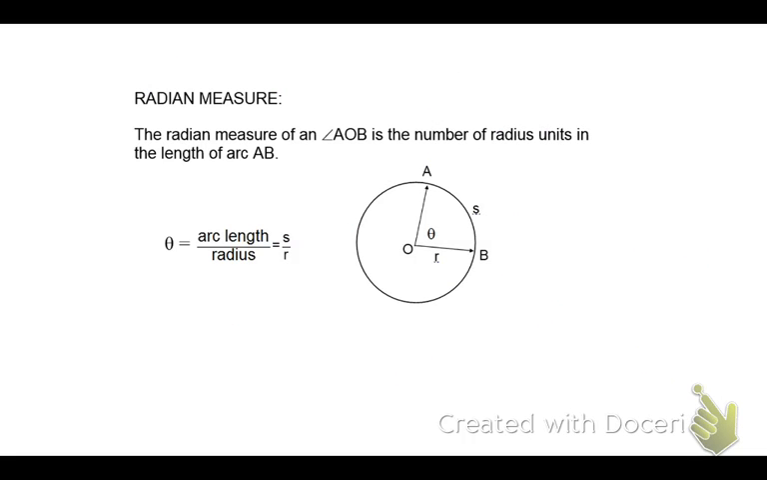All right, the next thing we're going to do, I told you we were going to look at taking our degrees and converting them over to radian measure, because that is what we do in calculus. So I just want to kind of show you where the radian measure comes from. The radian measure of angle AOB down here is the number of radius units in the length of the arc AB. So here's our arc AB. So that's what a radian measure is. We're going to call the radian measure theta. Theta is equal to the arc length, in this case S, divided by the radius.